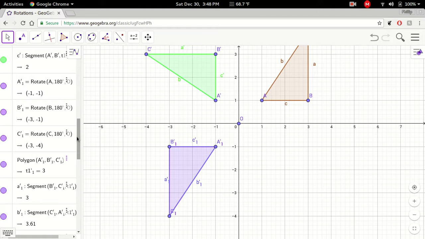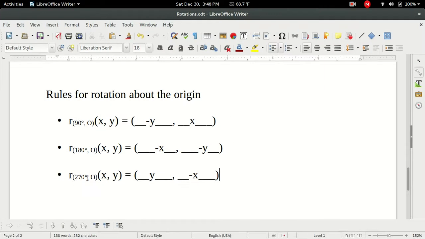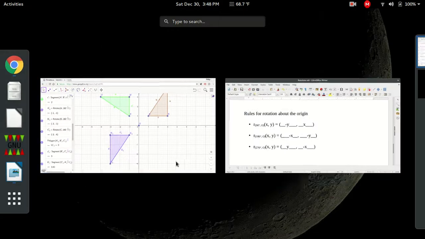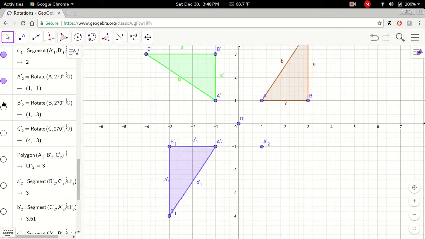Good. And then you can go ahead and do the last rotation. The last rotation is 270 degrees about the origin. Our rule is Y and negative X, so go ahead and do your calculations there. So here's A prime, B prime, C prime. Your points are 1 and negative 1, 1 and negative 3, 4 and negative 3. Connect the dots, and there's our last rotation.